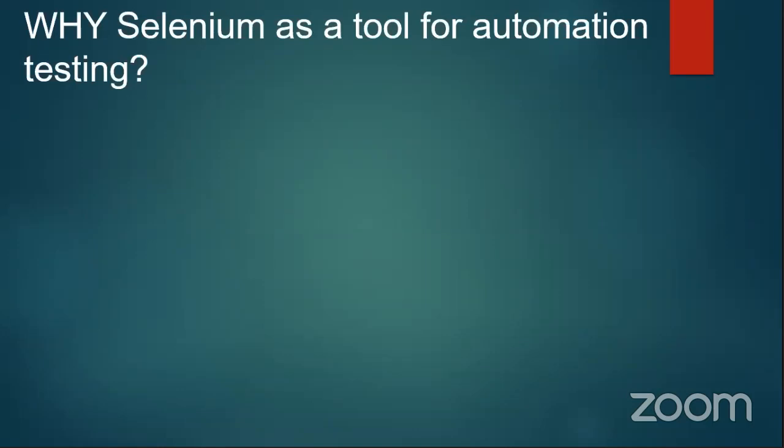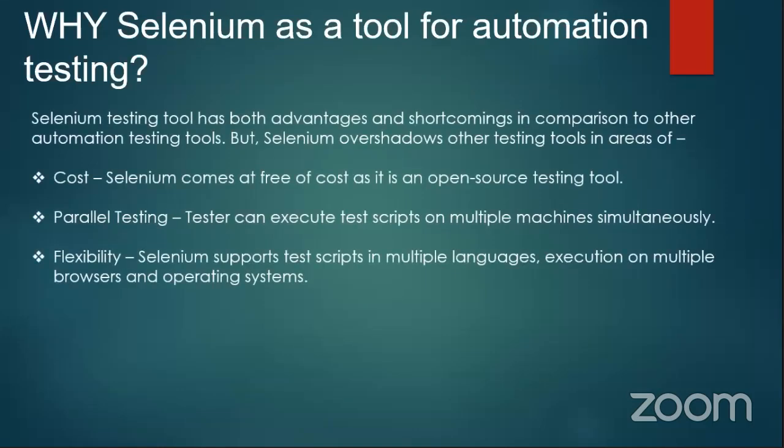Although with advantages come disadvantages, Selenium has both advantages and shortcomings in comparison to other automation testing tools, but Selenium overshadows other testing tools in the areas of, number one, cost. Selenium comes free of cost as it is an open source testing tool. Number two, parallel testing. Testers can execute test scripts on multiple machines simultaneously. And number three, flexibility. It supports test scripts in multiple languages, and execution on multiple browsers and operating systems. This is why Selenium is quite popular as an automation testing tool.